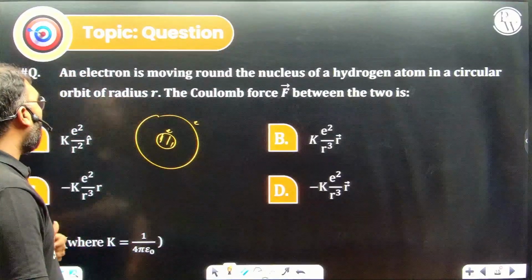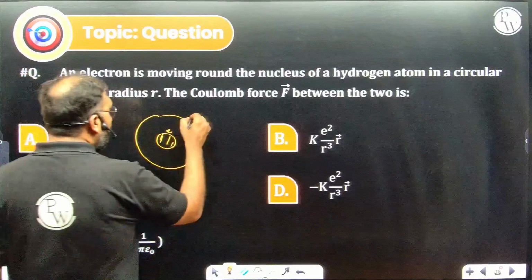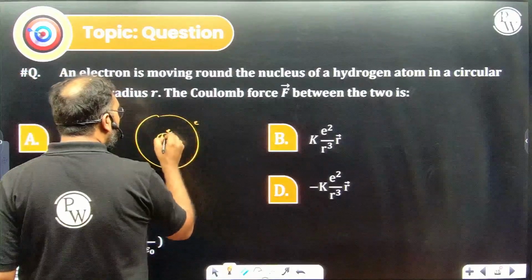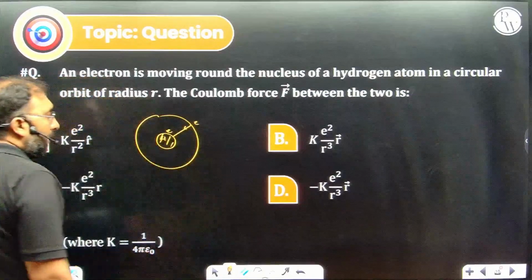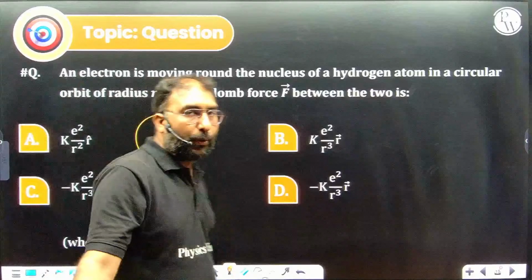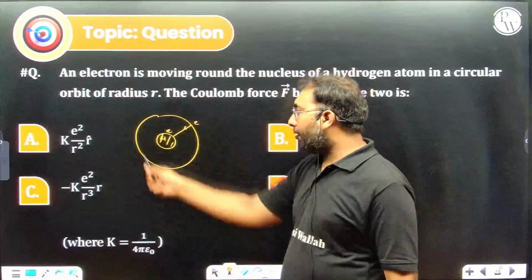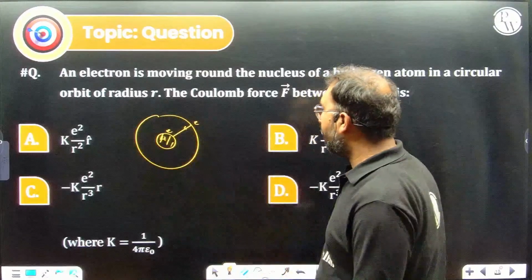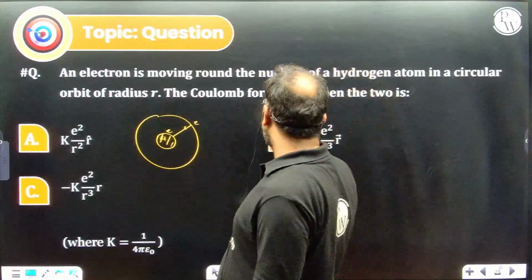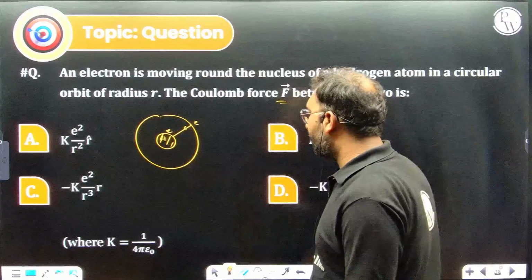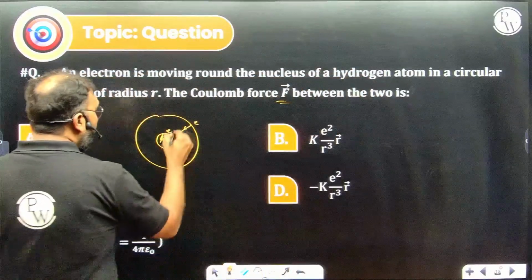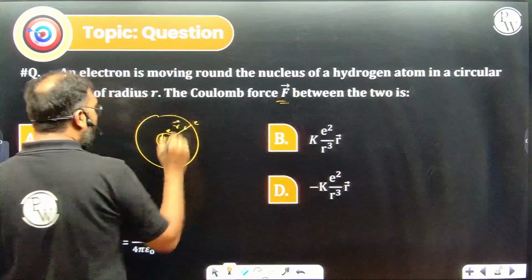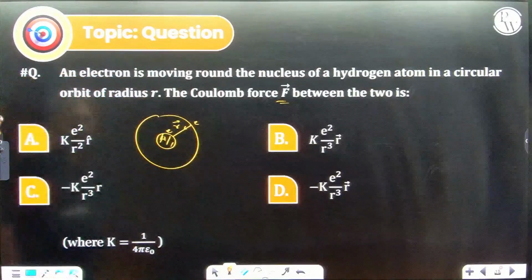And why are they revolving in the circular orbit? Because this is negatively charged and this is positively charged. So there will be an electrostatic force of attraction, and this force of attraction provides the necessary centripetal force so that this charged particle can move in a circular path. So they are asking us to find out the Coulomb force F vector between the two, and they are calling this r vector.